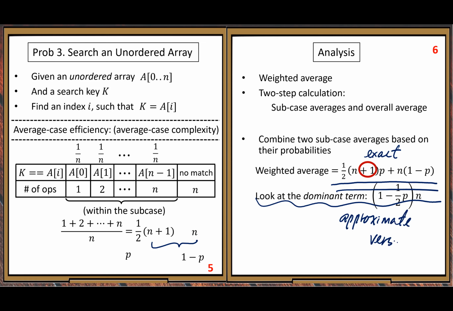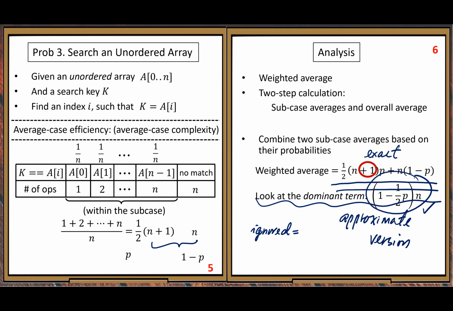This is the approximate version. This is the dominant term. This dominant term is a good approximate version. So we ignore some minor terms. So you can see, to use this approximate version, how much we ignored. The ignored part.